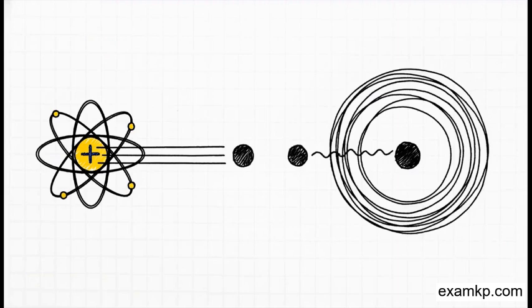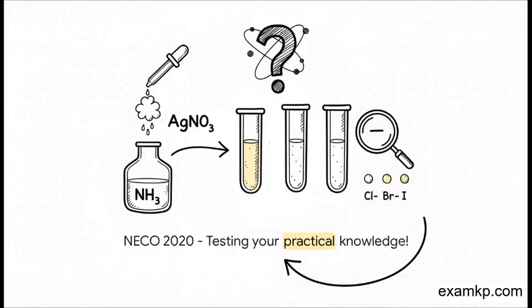And finally, a practical style question from NECO 2020. It says, a white precipitate is formed with silver nitrate, and this precipitate is soluble in ammonia solution. Which anion is it? This should be easy for you now. This is straight from our test for halide ions. The answer is, of course, the chloride ion.